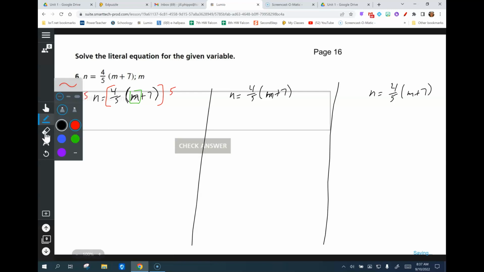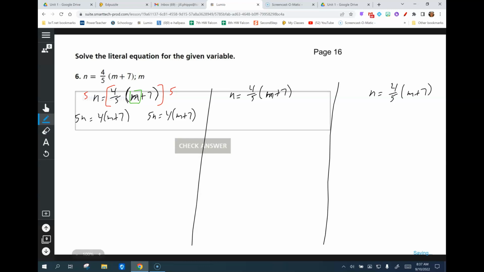And when I do that, I get, and I'm going to put this over on this, I'm going to put 1 right here, 5n is equal to 4 times m plus 7. And I also get 5n is equal to 4 times m plus 7. Yes, I wrote the same thing twice because from here you can do it 2 different ways. So one way you can do it from here is that you can start going distributive property. Okay, whoops, always indicate the variable.